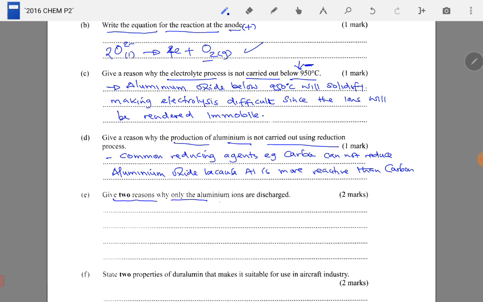Give two reasons why only aluminium ions are discharged. Aluminium ions are discharged. What reason do we have for this? First, we need to look at factors that influence preferential discharge. We review it somewhere here. There is concentration. There is the electrodes to be used, and position in the electrochemical series.